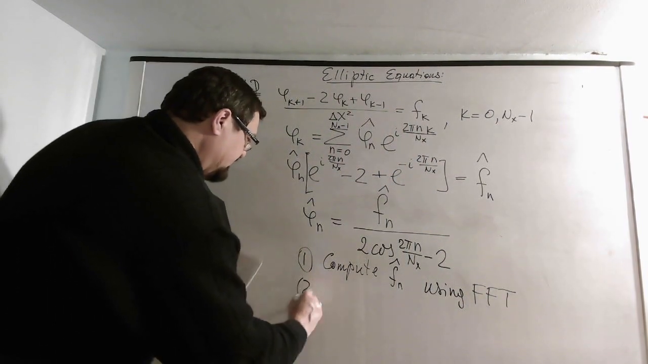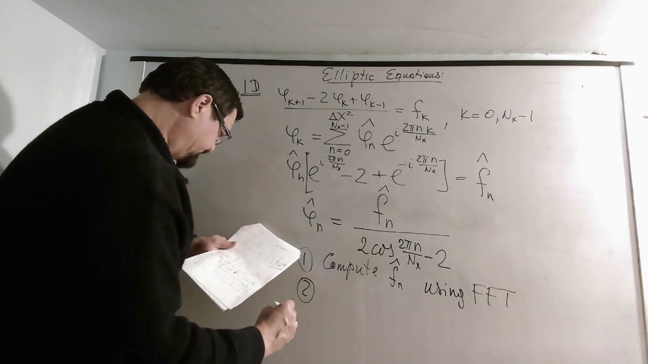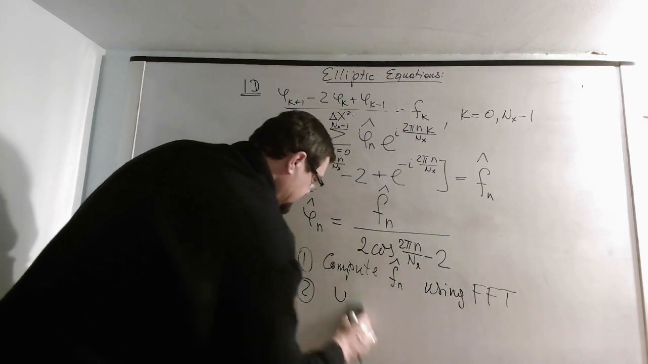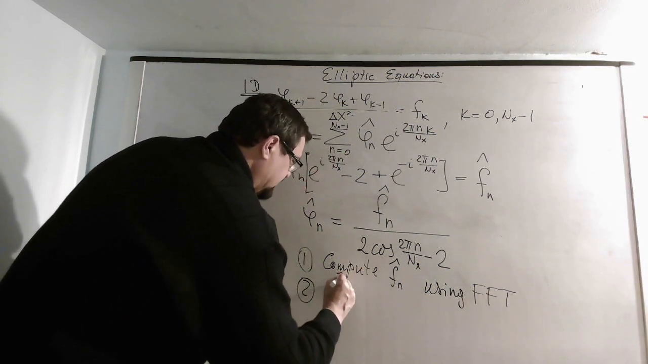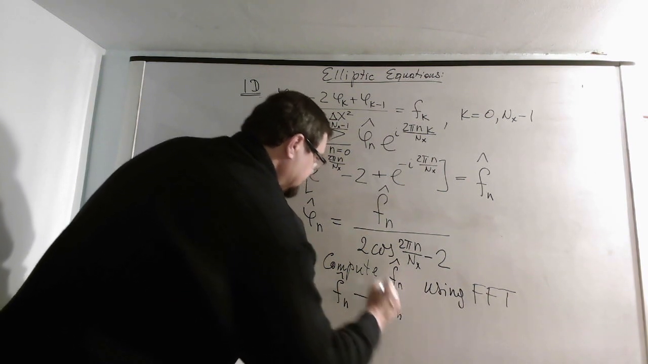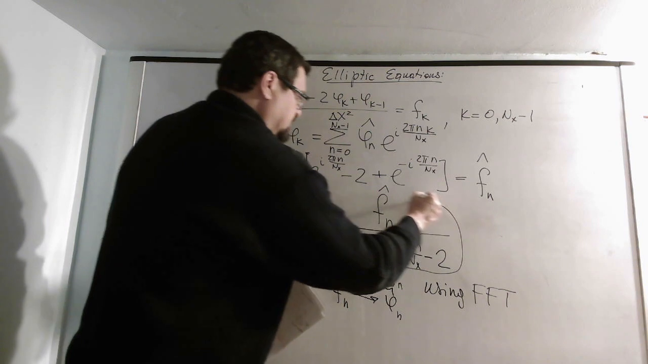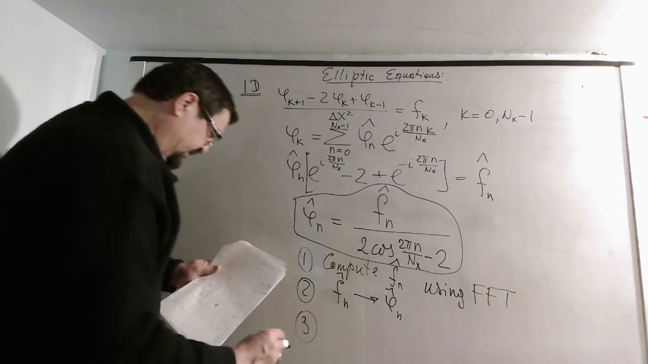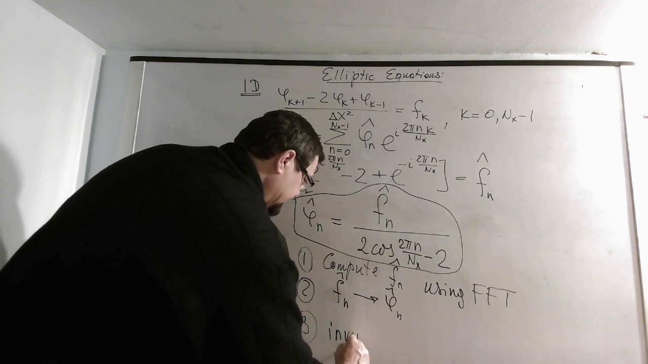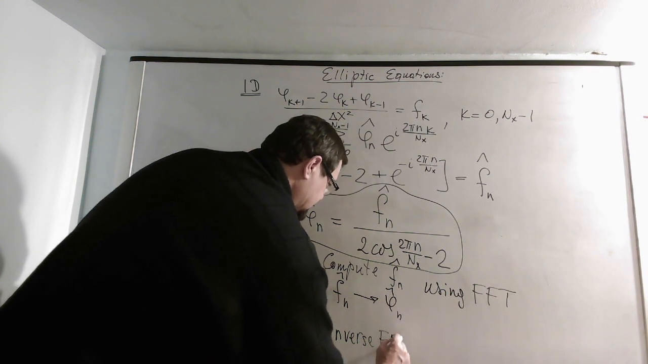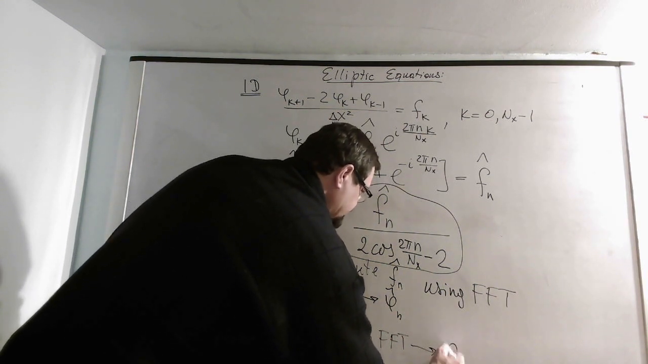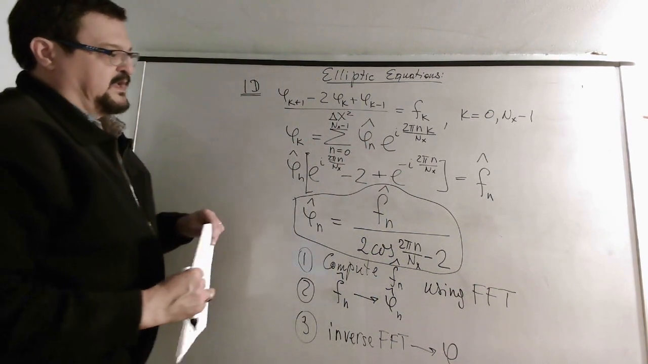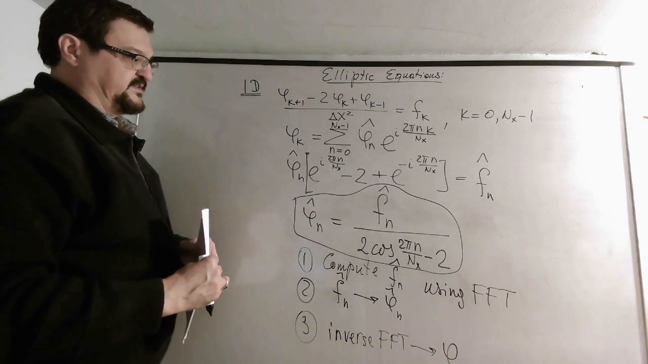And second step, you compute phi. So from your F n, you compute phi n using this formula. And after you're done, you do inverse FFT to compute your solution phi on the grid, on the physical grid. So that's basically a very simple procedure.